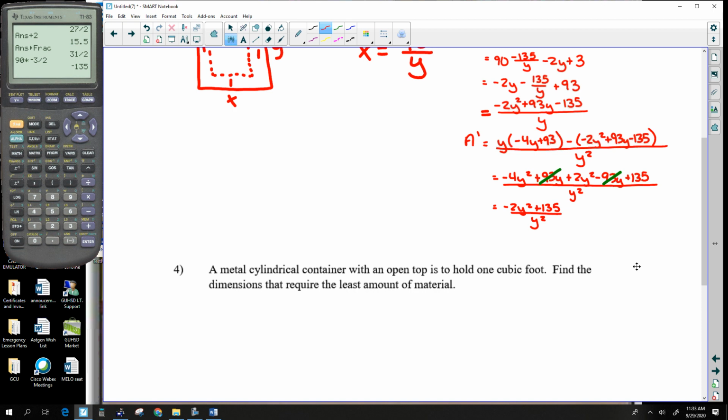Okay, critical numbers. Critical numbers are when y is equal to 0, or can't be equal to 0, and negative 2y squared plus 135 is equal to 0. So that's going to be 135 divided by 2, square rooted. I'm just going to get a nasty number, and I'm just going to live with it. So y is equal to plus or minus, obviously plus, 8.2158.